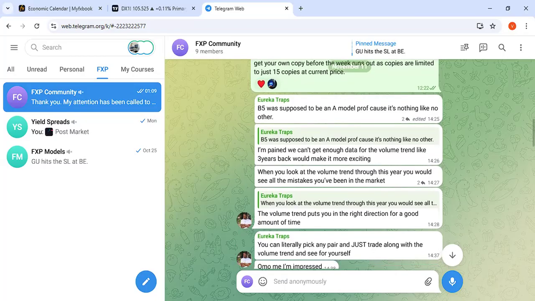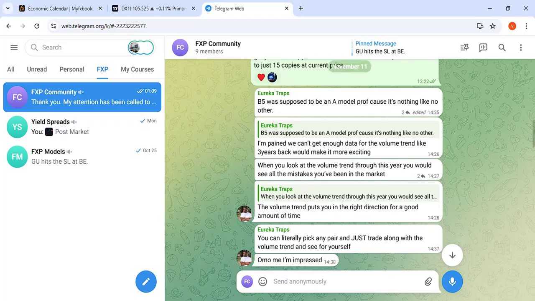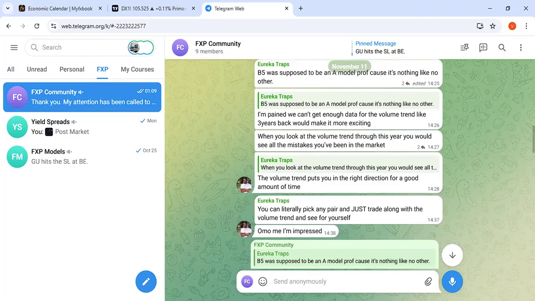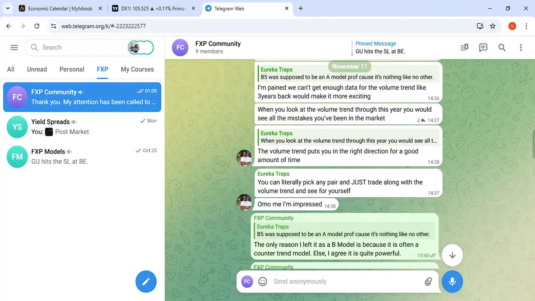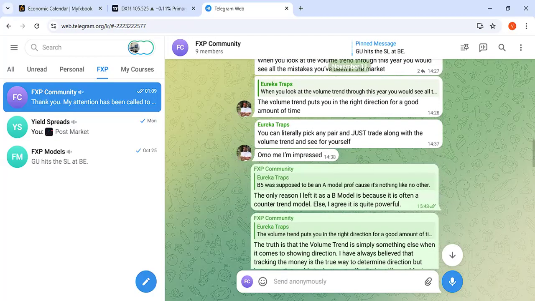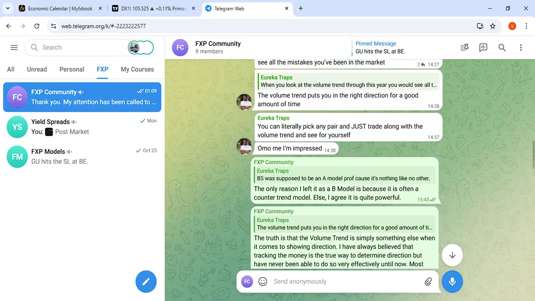I just mentioned that B5 was supposed to be an A model. B5 is one of our reversal models that is based off our volume, where we look at volume. So he said that B5 was supposed to be an A model, but of course it's nothing like no other. I think we can't get enough data for the volume trend like 3 years back, which would make it more exciting. And when you look at the volume trend throughout this year, you will see all the mistakes you've been making in the market. The volume trend puts you in the right direction a good amount of the time. And of course, the trend engine is based on the volume trend, as I've mentioned before.